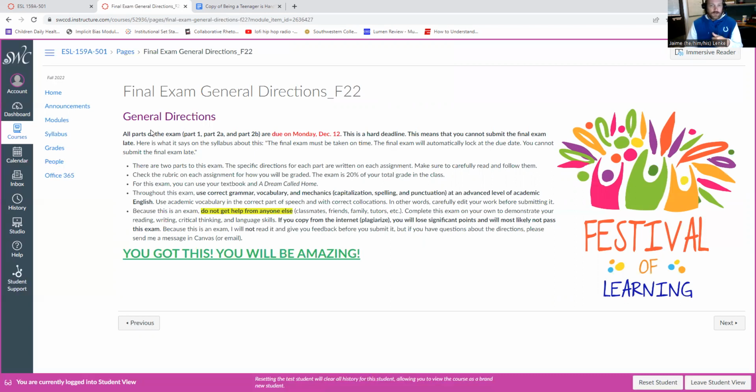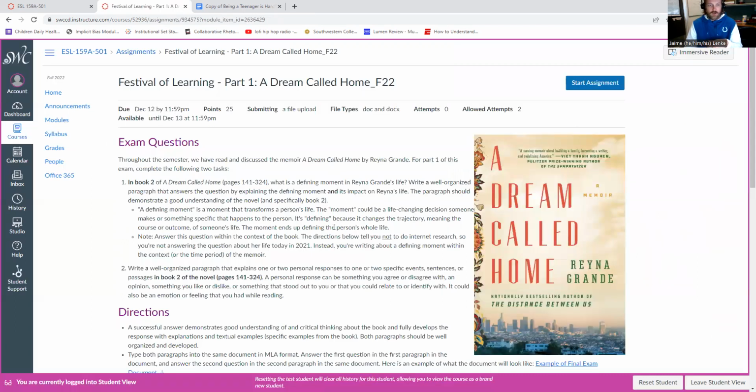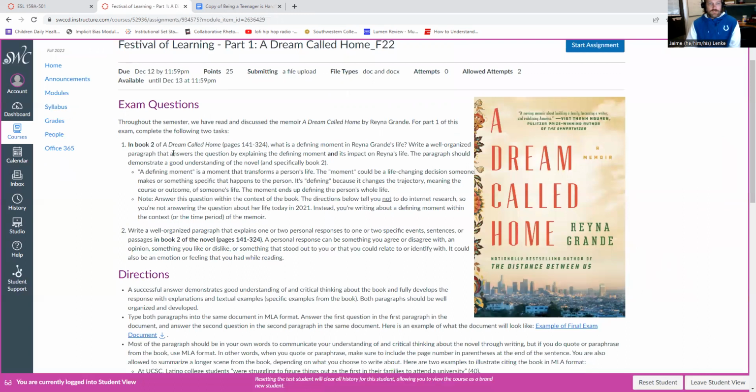And there's 3 parts to the exam. There's part 1, there's part 2A, and part 2B. So again, this is a hard deadline, so you can't submit anything past that date. And so let's take a look at these. So the first part is looking at A Dream Called Home. So let's take a look at this.